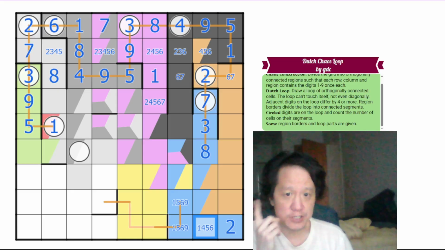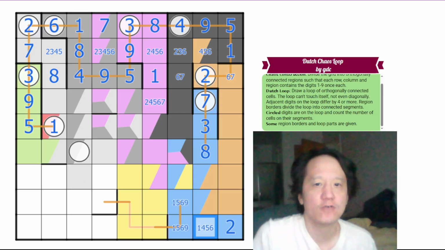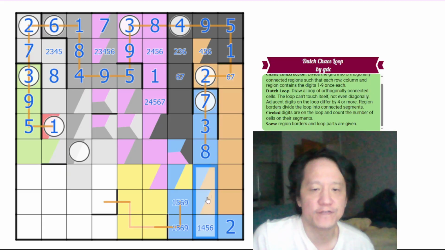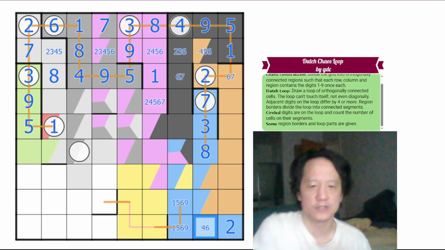The orange needs a 1 and a 5. So the 1 is guaranteed to be here. The 5 is also guaranteed to be one of these three. So this can't be 1 or 5 here. It's 4 or 6.